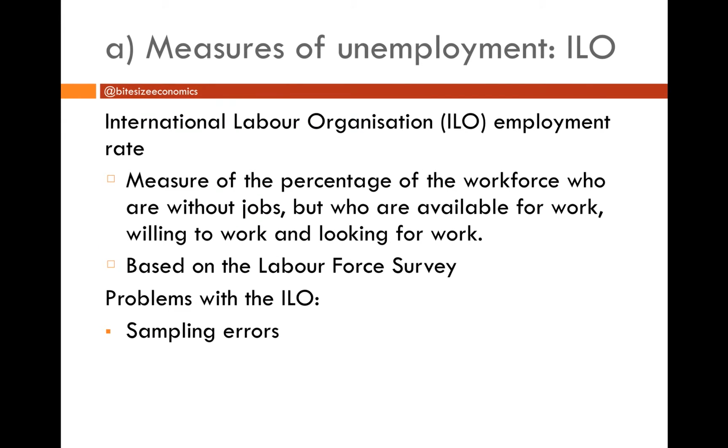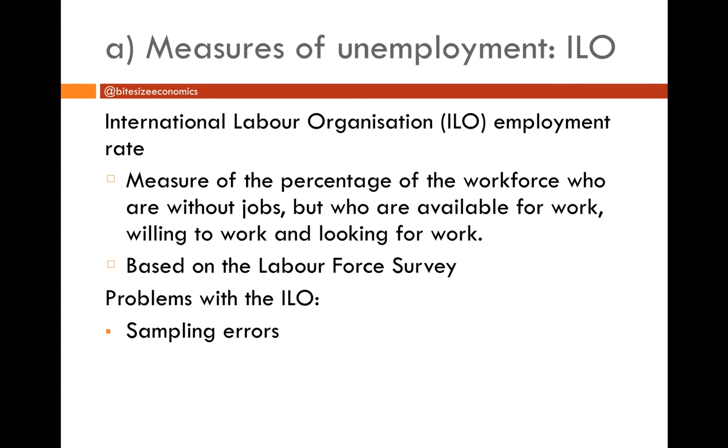And the second method, the ILO, also known as the International Labour Organization unemployment rate. This is a measure of the percentage of the workforce who are without jobs but who are available for work, willing to work and looking for work. So it's the people without a job who want a job, have actively sought a job in the last 4 weeks and are able to work within the next 2 weeks, or people who are out of work, have found a job and are waiting to start it in the next 2 weeks.